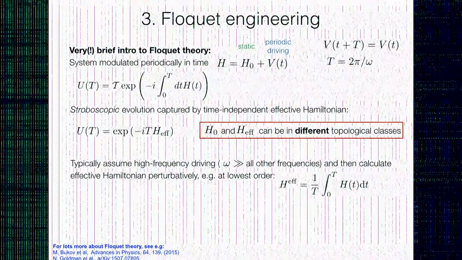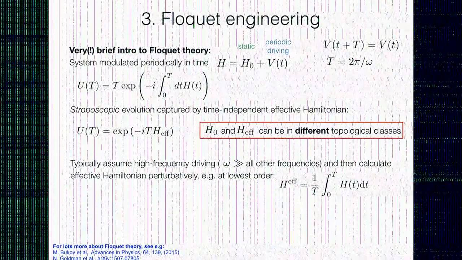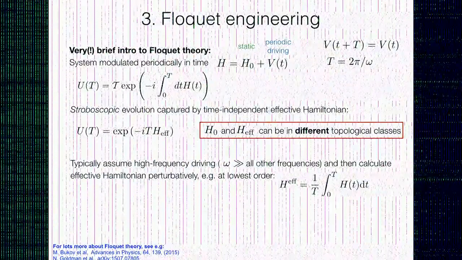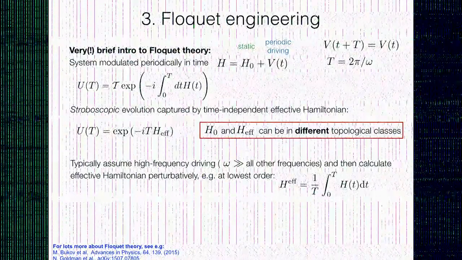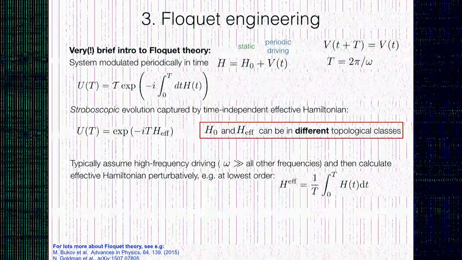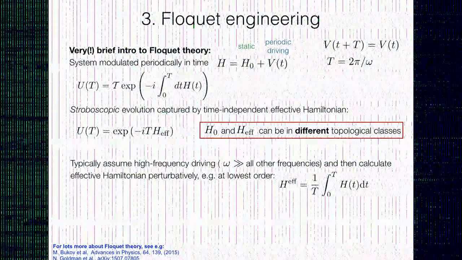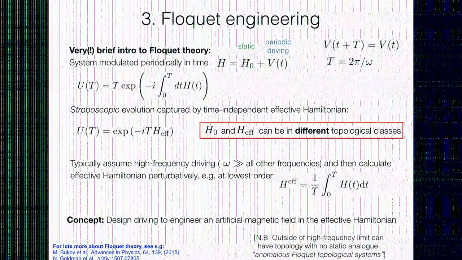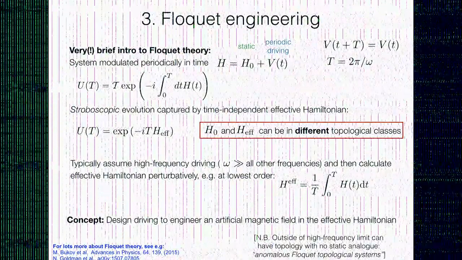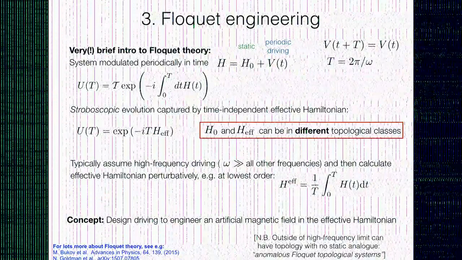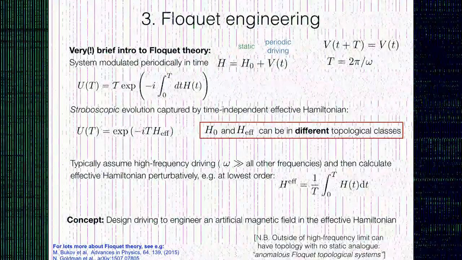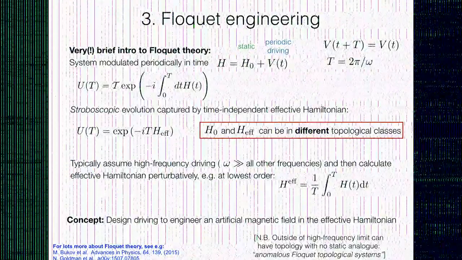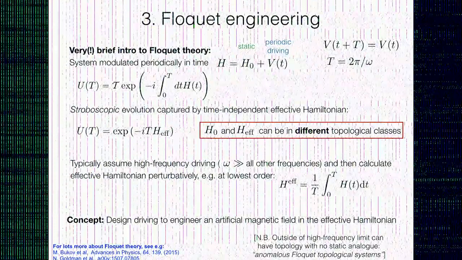And so this is a huge field, and these are some very good reviews about Floquet theory. And in general, even just at lowest order, the simplest thing you can think of doing, if you're at very high frequency of the modulation, is that you just time average the Hamiltonian that you've applied over a time period, and you see what happens. And why we care about it in my field is because H-naught and H-effective can be in different topological classes. So if you drive the system in the right way, you can end up getting an effective Hamiltonian that describes the system at these stroboscopic time periods that has now interesting topology.